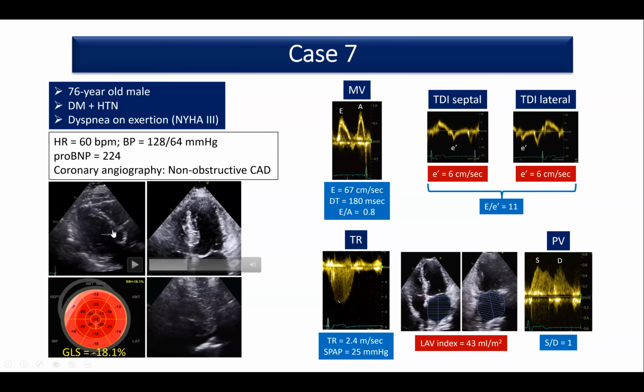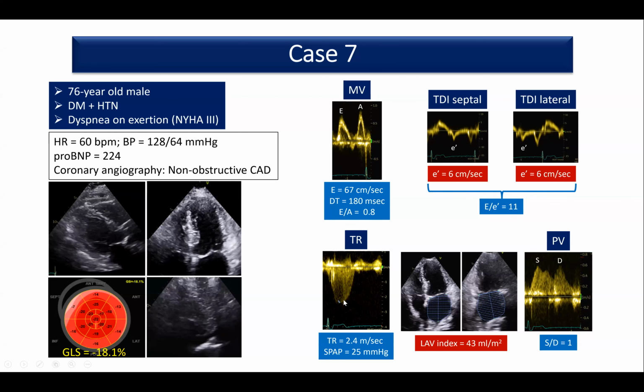Let's look at the mitral inflow. You can see E and A, what looks like an impaired relaxation pattern. The E to A ratio is 0.8. Deceleration time is 180 milliseconds here. The tissue Doppler septal and lateral E prime are low, so there's some impairment in the relaxation here. You see E prime of 6 here, E prime of 6 as well in the lateral. The E/E prime ratio, 67/6, would give us an 11, which is normal. So even though the E prime are abnormally low, the ratio is normal.